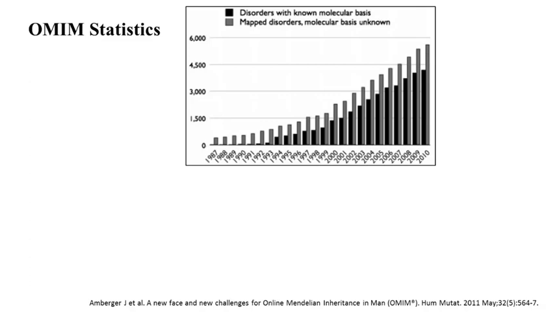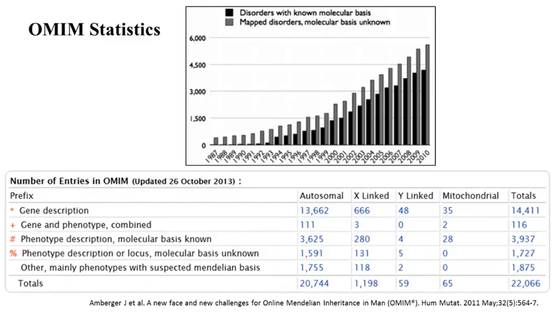OMIM now includes not only single-gene Mendelian disorders, but also complex diseases with susceptibility genes and some somatic cell genetic diseases. As of October 2013, OMIM has detailed descriptions of 14,000 genes, 4,000 phenotypes with known molecular bases, 1,700 phenotypes mapped without known molecular bases, and 1,800 suspected Mendelian disorders and complex diseases.